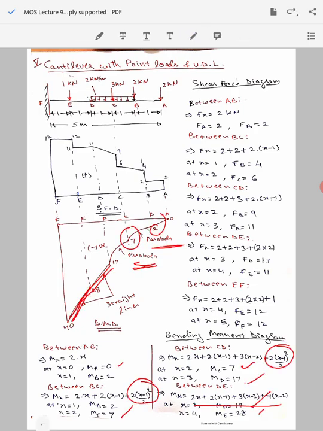So in this way we can draw the shear force and bending moment diagram for the cantilever beam, which is subjected to point loads as well as uniformly distributed loads.